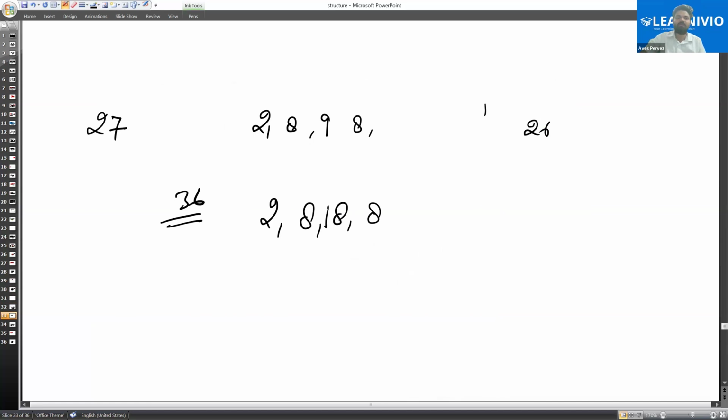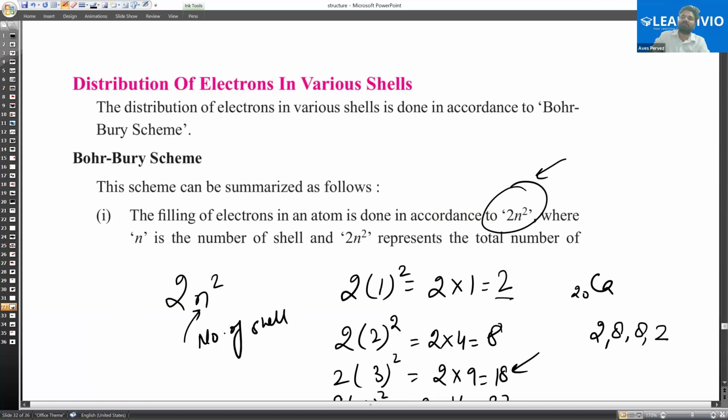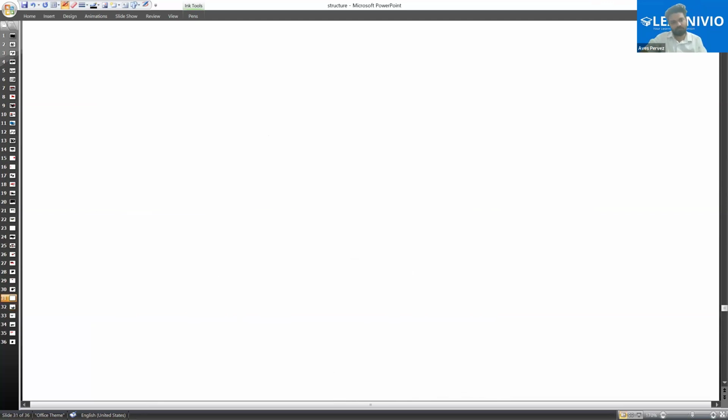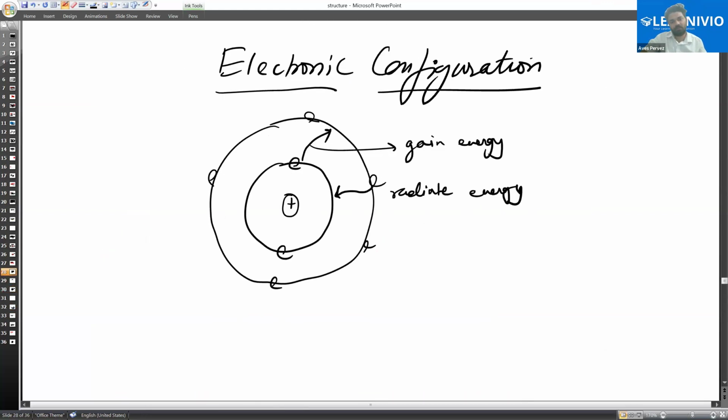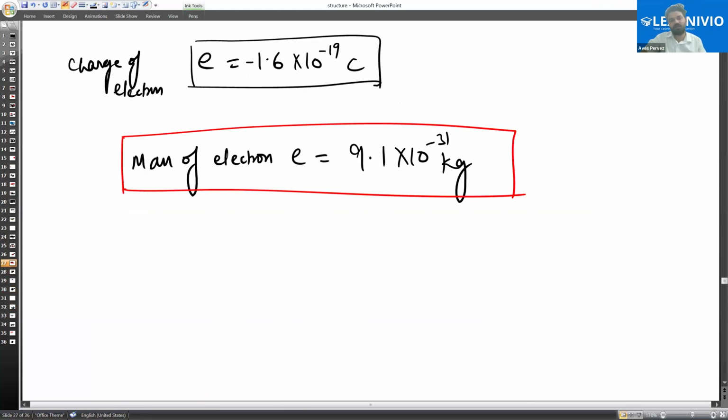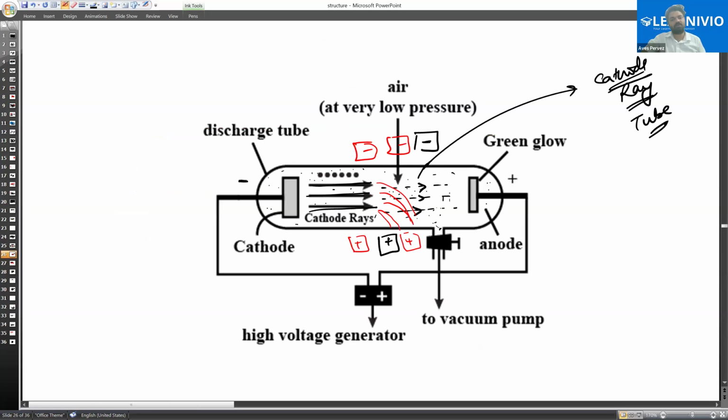Can you tell me what the drawbacks of the Rutherford model are? Can anybody in the class answer what the drawback of the Rutherford model is? In English or Hindi, you can explain. Can you explain?